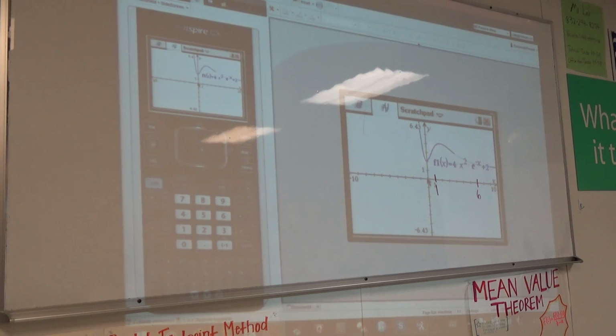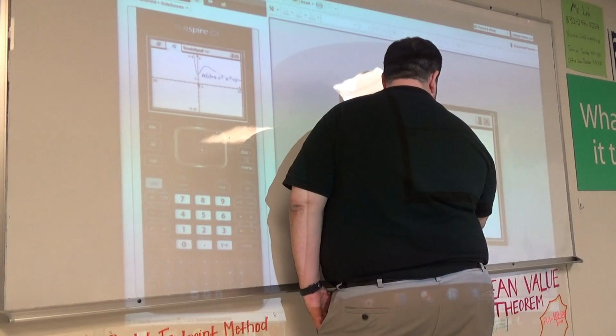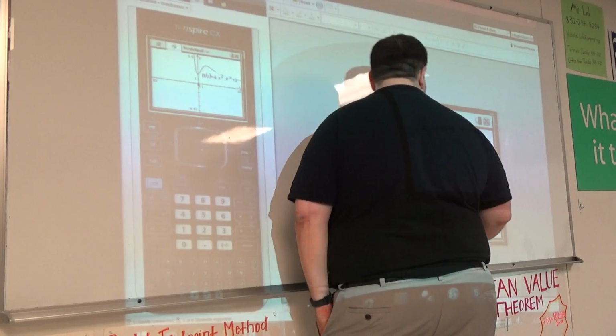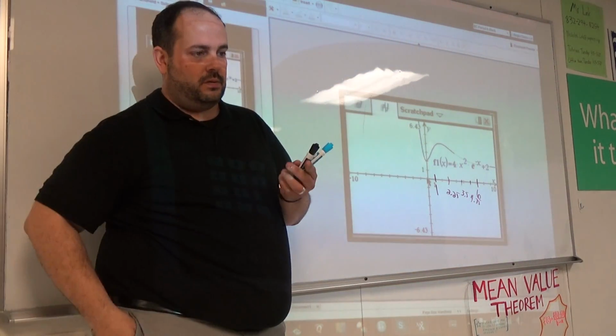I start at 1, the next one is 2.25 because I just moved 1.25 spaces to the right. The next one? 3.5. The next one? 4.75. So what that means is my cut points are at 1, 2.25, 3.5, 4.75, and here come the trapezoids.